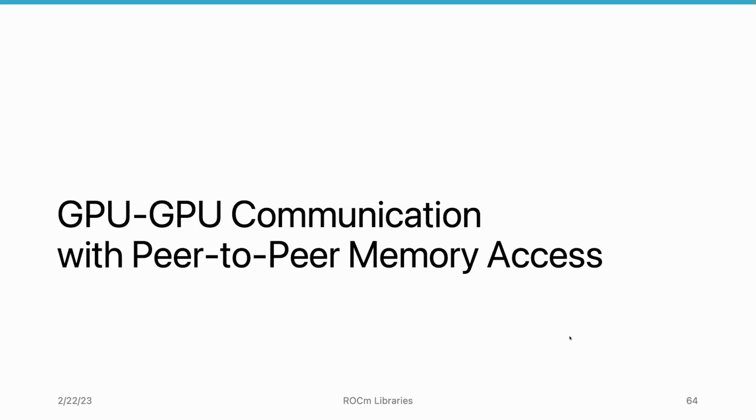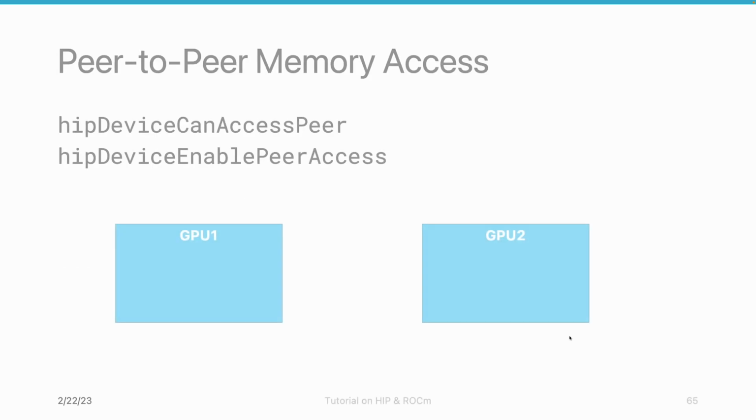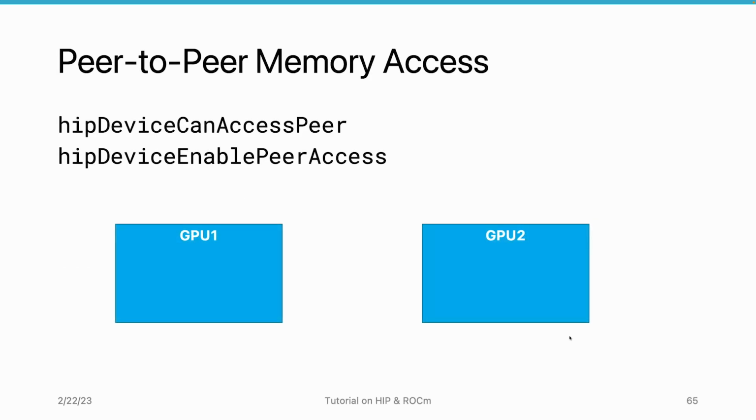In the previous video, we have seen how to use device-to-device memory copy to support GPU to GPU communication. In this video, we're going to see another method that is called peer-to-peer memory access. We need to introduce a few extra APIs. The APIs are named as hipDeviceCanAccessPeer and hipDeviceEnablePeerAccess.